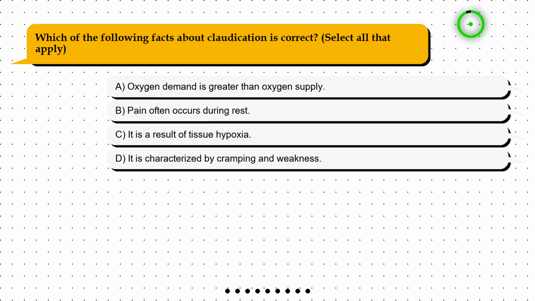Question 5. Which of the following facts about claudication is correct? Select all that apply. Option A. Oxygen demand is greater than oxygen supply. Option B. Pain often occurs during rest. Option C. It is a result of tissue hypoxia. Option D. It is characterized by cramping and weakness.